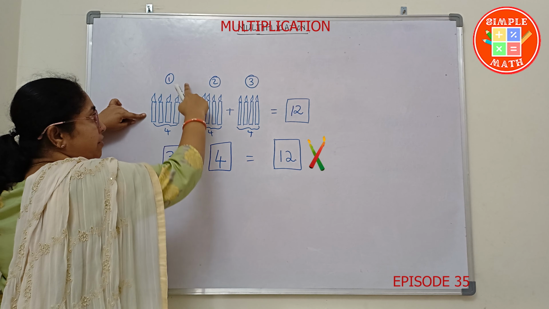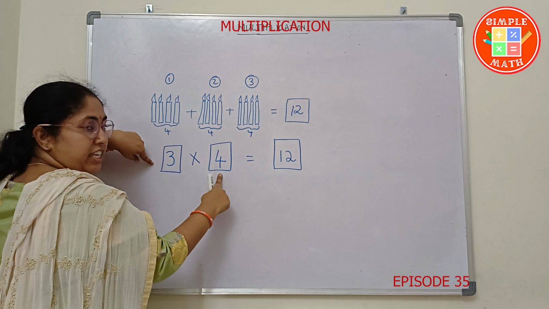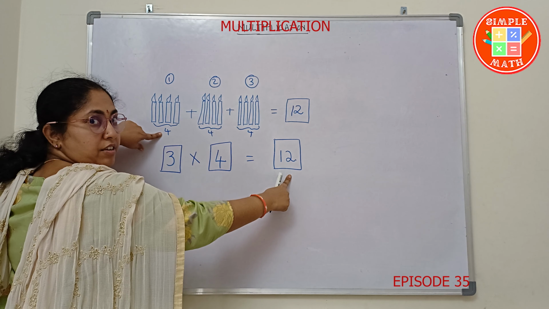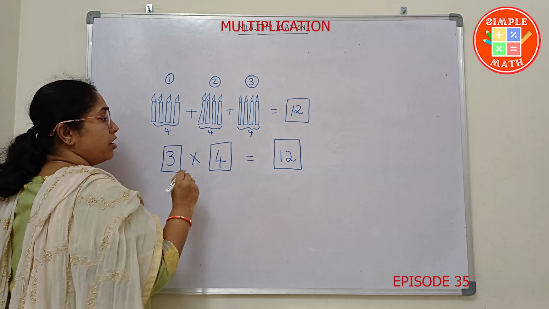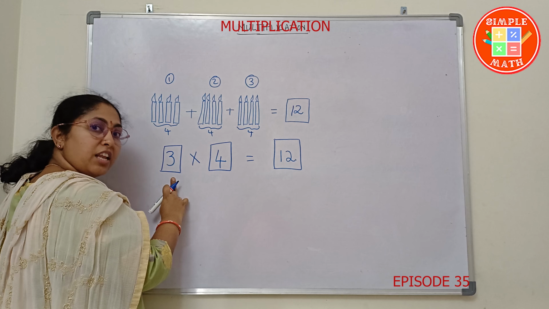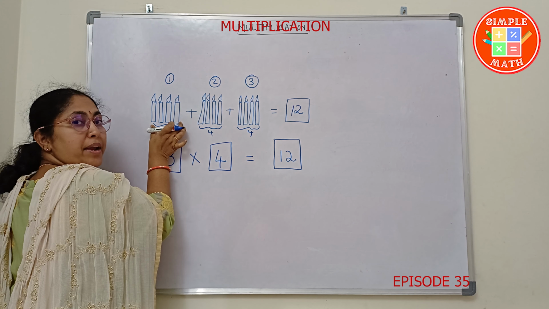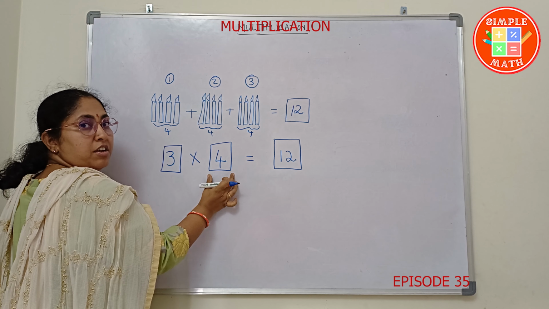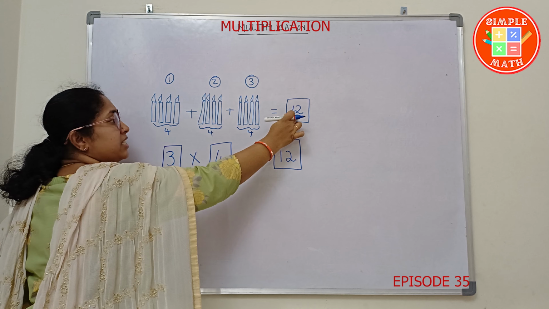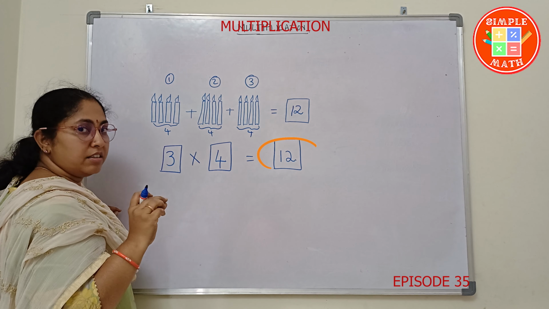So 3 sets, with 4 candles in each set. So for each set you write here, 3 fours are 12. Understood, children? First is the number of sets, or the number of boxes if they have given, you will write as the first number. Second, count how many items are in the first box, and write that here. Then the next, 12, is the total number given there, we will write as the answer. Understood?